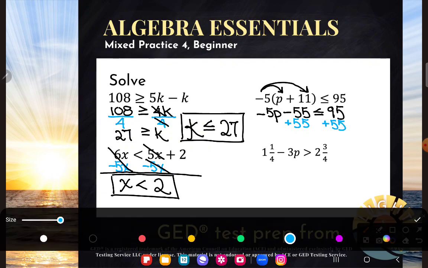So I'm going to add 55 to both sides of the inequality. Subtracting 55 and adding 55 cancel. So what do I have left on that side? I have negative 5p. I'm going to kind of move over a little bit, you guys. Adding is never going to do anything to that inequality symbol. And 95 plus 55, well, I think that gives me 150.